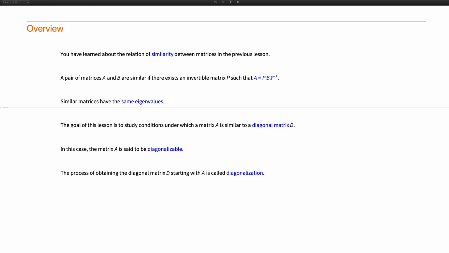The point here is that the relation doesn't depend upon A and B particularly, but in this lesson we'll talk about the case where the matrix A is similar to a diagonal matrix D. So the matrix B is going to be diagonal when that is possible. In such a case, we'll say that the matrix A is diagonalizable. And the process of obtaining D starting from A is called diagonalization.